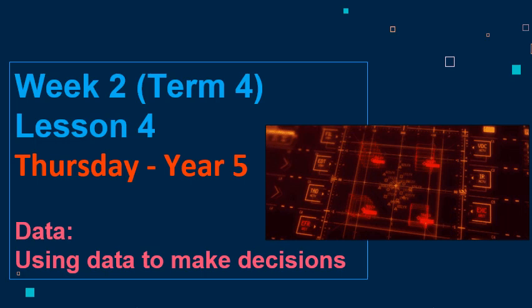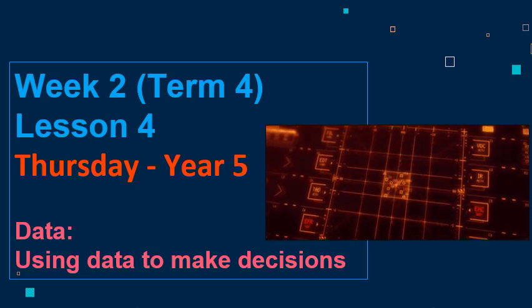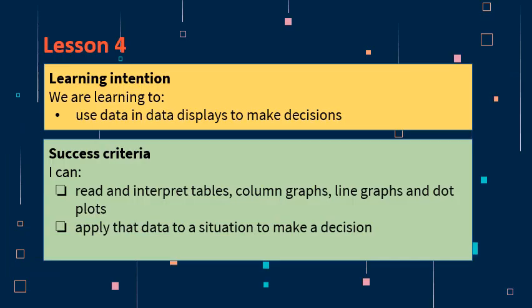Hi, everybody. Welcome back. This is the last lesson for the week for Year 5 Maths on a Thursday for week 2. Today, we are looking at using data to make decisions. So today, we're using data in data displays to make decisions. To do this, we need to be able to read and interpret tables, column graphs, line graphs, and dot plots, which hopefully you're quite familiar with now. And then we're applying that data to a particular situation to make a decision.